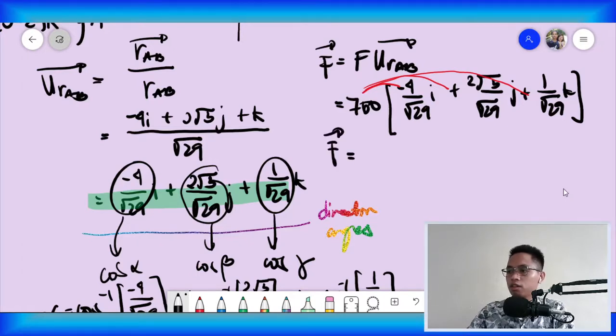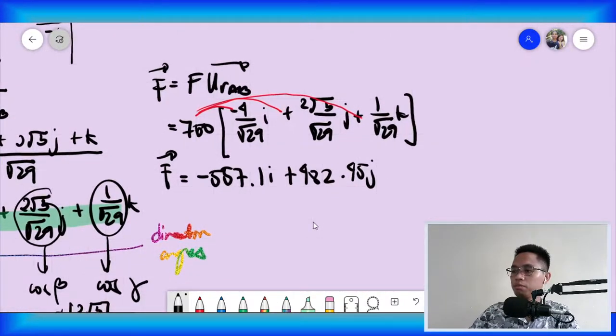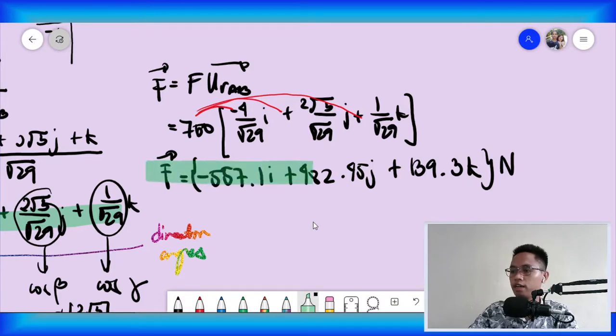Therefore, this would be 750 times square root of 29, negative 4, so this would be negative 557.1 i plus 2 square root of 3, that's 2 square root of 3, this would be 482.445 j plus, okay, this would be plus 139.3 k, and the unit is in Newton. Alright, so this is our final answer.